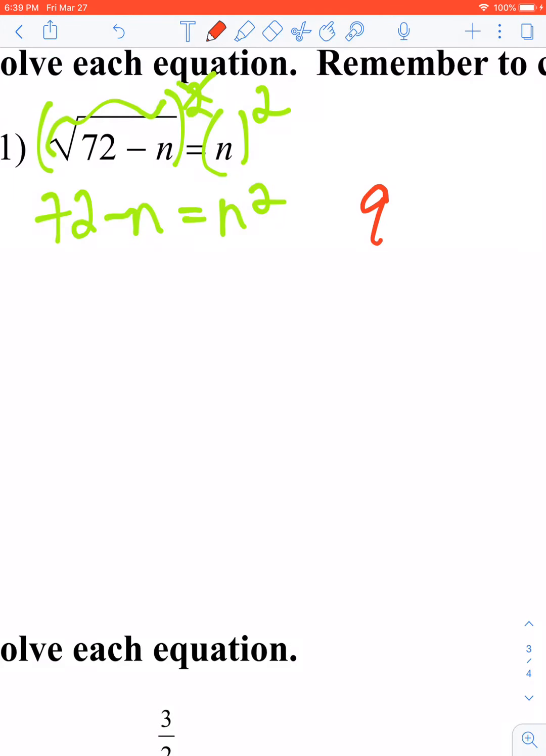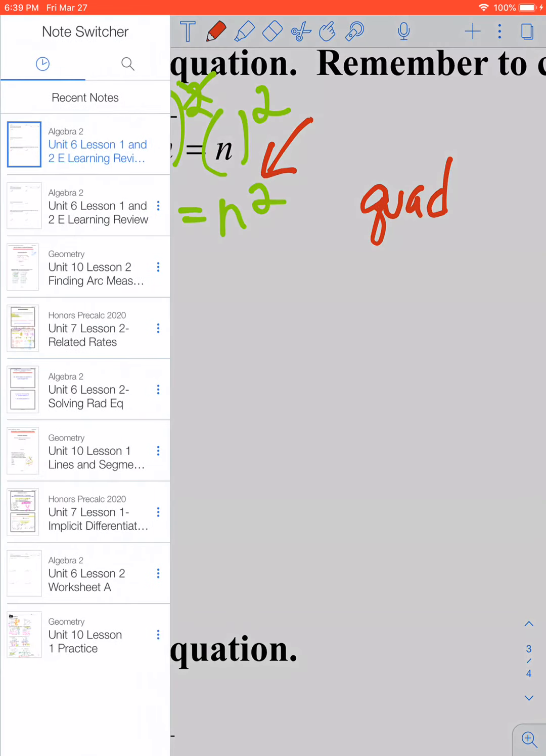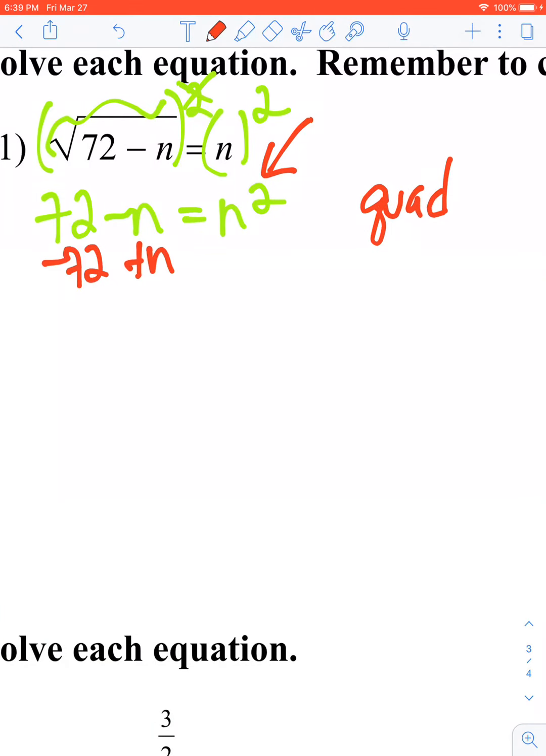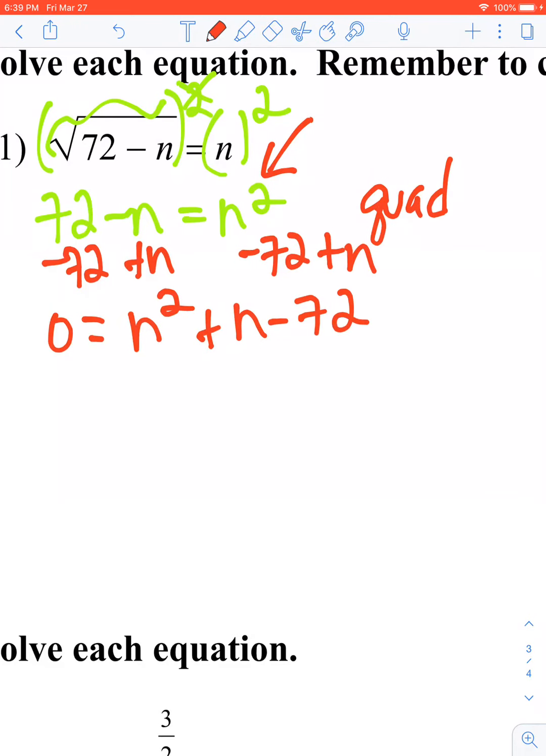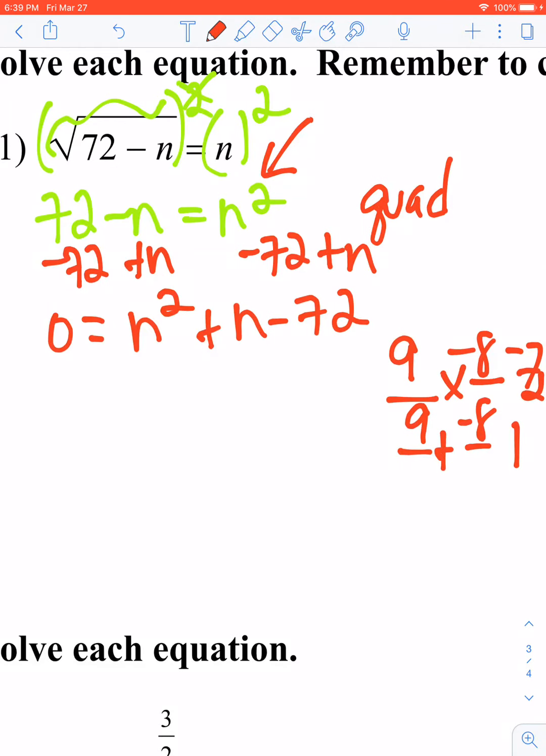But friends, this is a quadratic. And if I want to solve a quadratic, it has to equal 0. I think it's advantageous to keep n squared positive, so I'm going to subtract 72 and add n to both sides. Then I'm going to write it in descending order, so I have n squared plus n minus 72. I need to find two numbers that multiply to negative 72, but at the same time add to 1. And those numbers are a positive 9 and a negative 8. So when I factor, I get n plus 9, n minus 8.